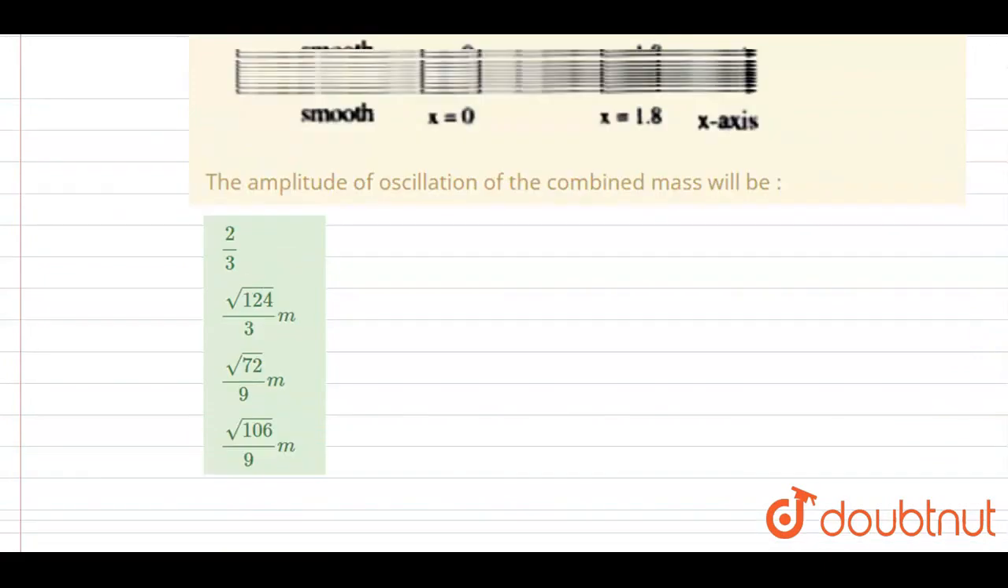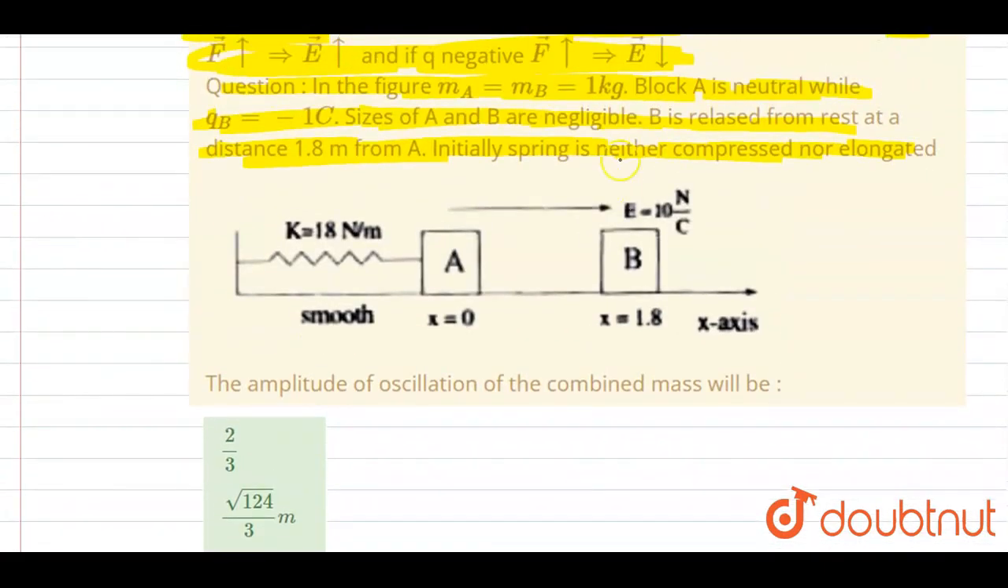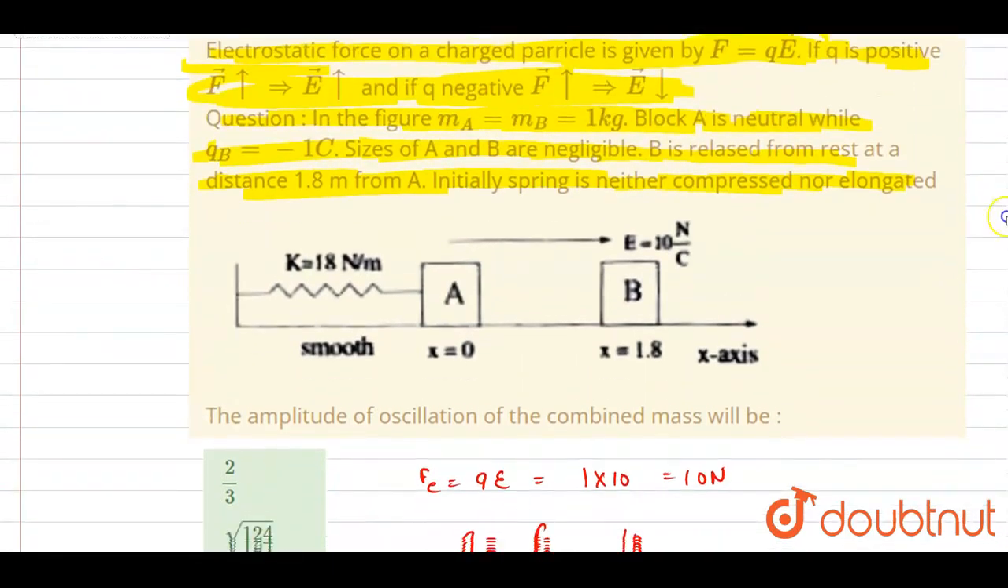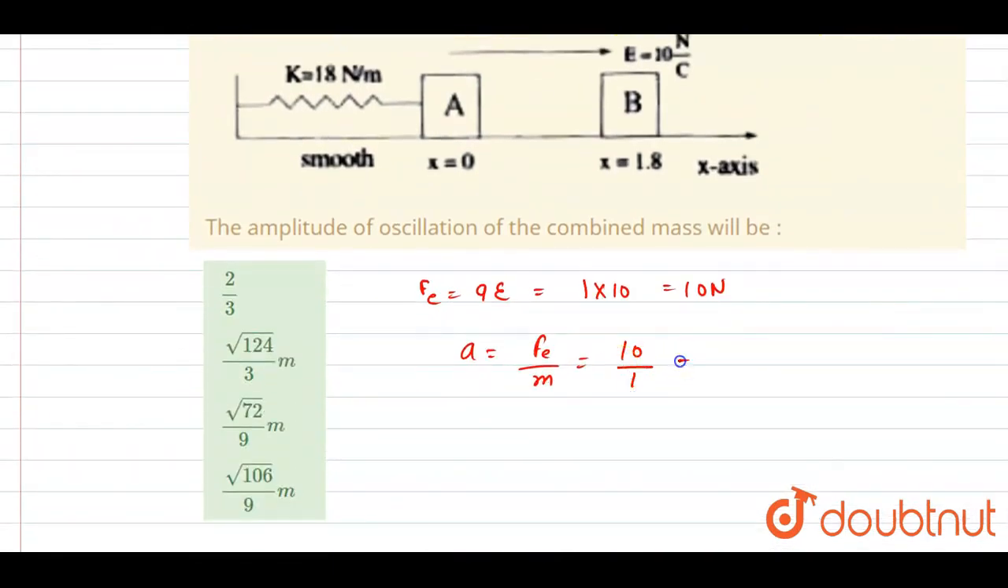So if you see here, initially it was in natural length, right? So the force on this B will be electric force, and it is EQ. The charge on it is 1, right? So it is 10 Newton. So if I write down the acceleration, the acceleration will be 10 only, because the mass of the two is 1 only.